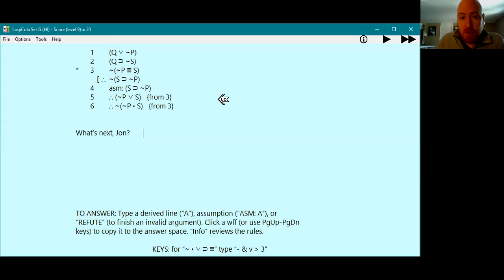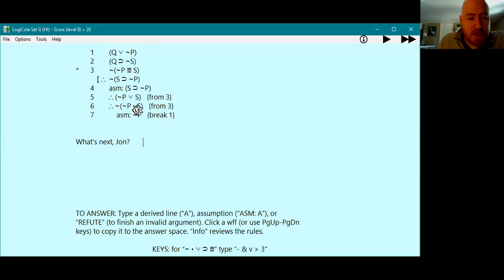So I need to make another assumption. Now, since not p is being used in 1, 2, 3, 4 different lines, I'm just going to assume not p to break line 1. Okay. Now, that doesn't help me here. That doesn't help me here. And that doesn't really help me here. But it does help me here with line 6.